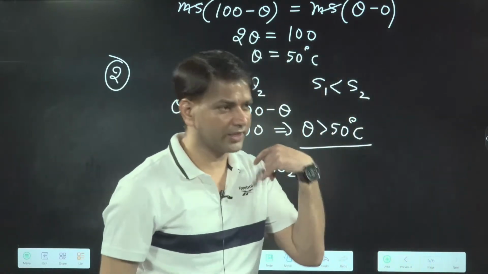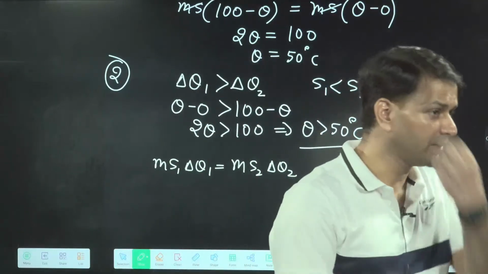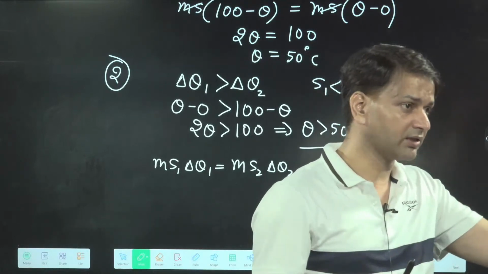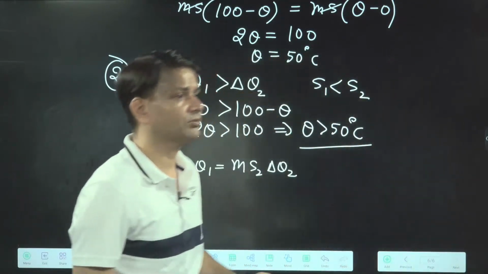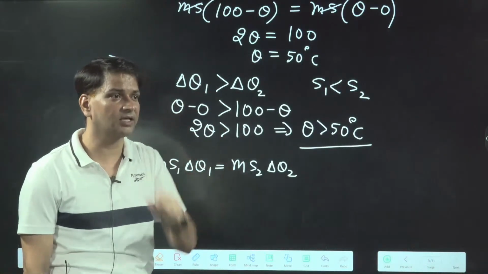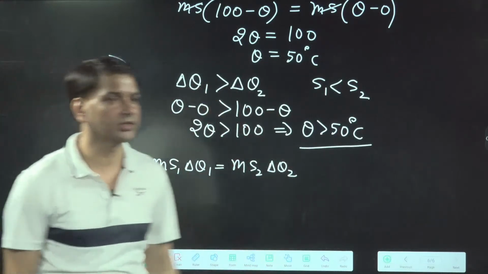So whose specific heat is more? Body 2 specific heat is more. So that's why its temperature change will be lesser. Why? Here heat exchanges are equal. One is giving the heat, other is taking the same amount of heat. So that's why I said change in temperature in body 1 will be more because its specific heat is lesser. So delta theta 1 is greater than delta theta 2. From that we got this calculation.